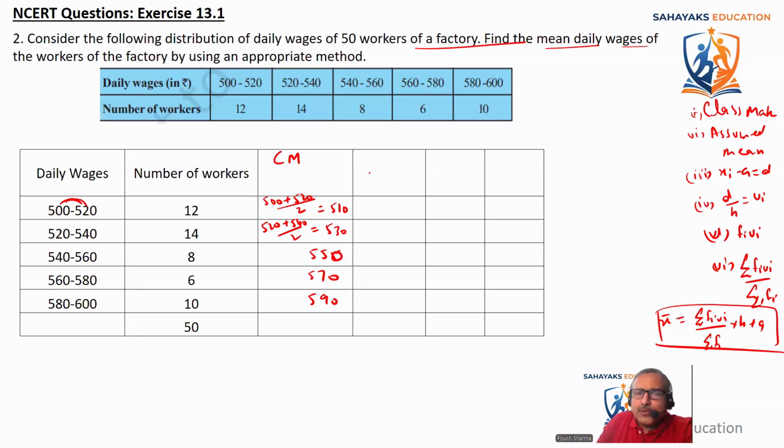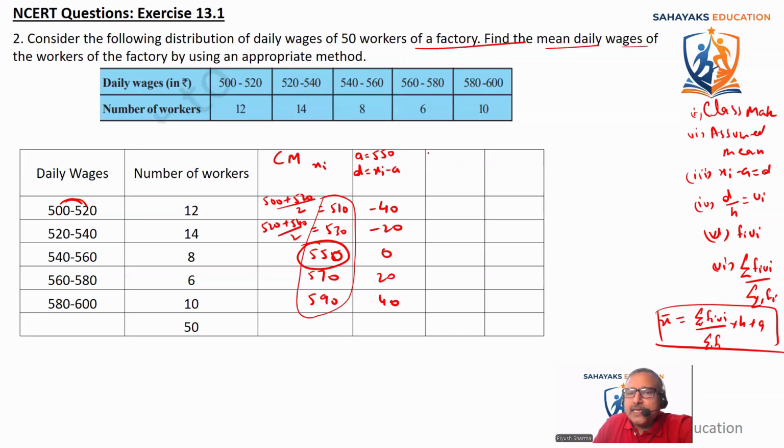What are we going to do next? We call these xi. Now, among these values, we are going to consider some value as the assumed mean. So we consider, say, 550 as the assumed mean. Then we find the deviation by subtracting xi minus a. So 510 minus 550 comes as minus 40. 530 minus 550 comes as minus 20. This comes as 0, this comes as 20, and this comes as 40.